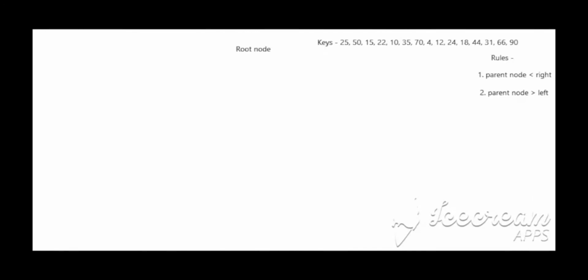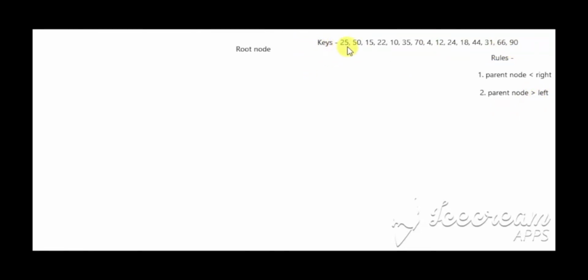Today I will discuss how to create a binary search tree from some keys. Here we have some keys. So if you want to create a binary search tree from keys, you have to follow these two rules. Number one is parent node less than right child node, and number two is parent node greater than left child node.